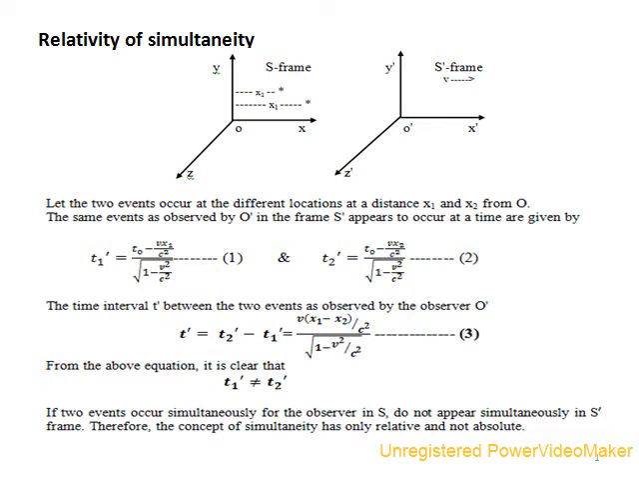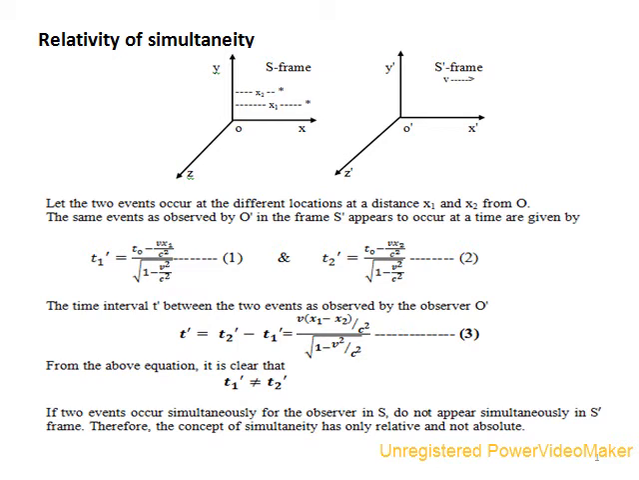We can write t1 dash is equal to t0 minus v x1 divided by c square, divided by root of 1 minus v square by c square. This is equation 1. And t2 dash is equal to t0 minus v x2 divided by c square, divided by root of 1 minus v square by c square. This is equation 2. The time interval t dash between the two events as observed by the observer O dash is t dash equal to t2 dash minus t1 dash, and after simplification we get v into (x1 minus x2) divided by c square, divided by root of 1 minus v square by c square. This is equation 3.